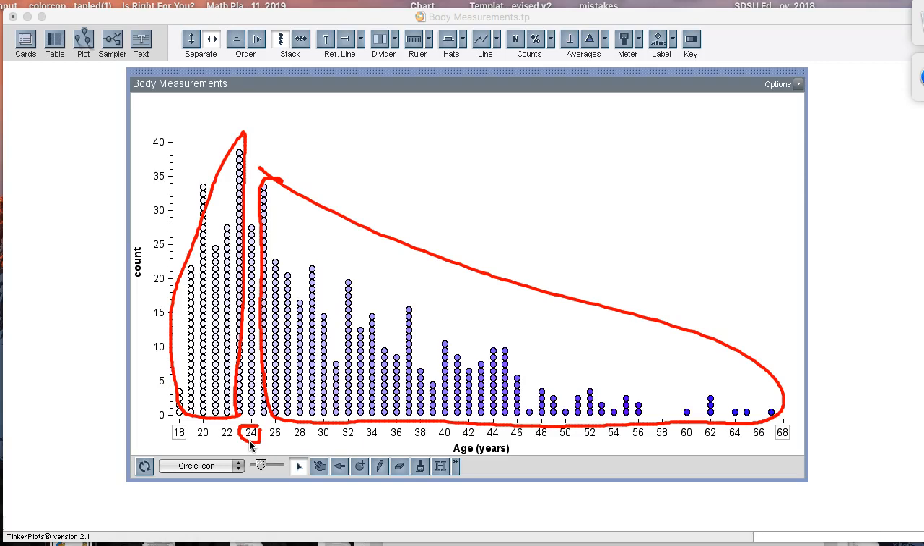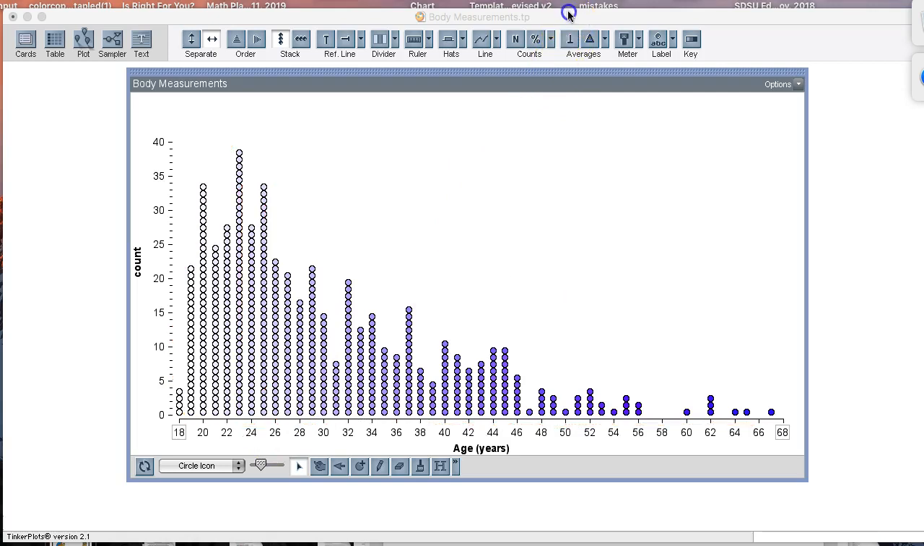All right, so I'm going to choose something that's a little bigger than 24. I'm going to choose 28. Now 28 to me looks like it roughly divides the distribution in half. And I think, but I'm not sure, but I think it would be a pretty good balancing point.